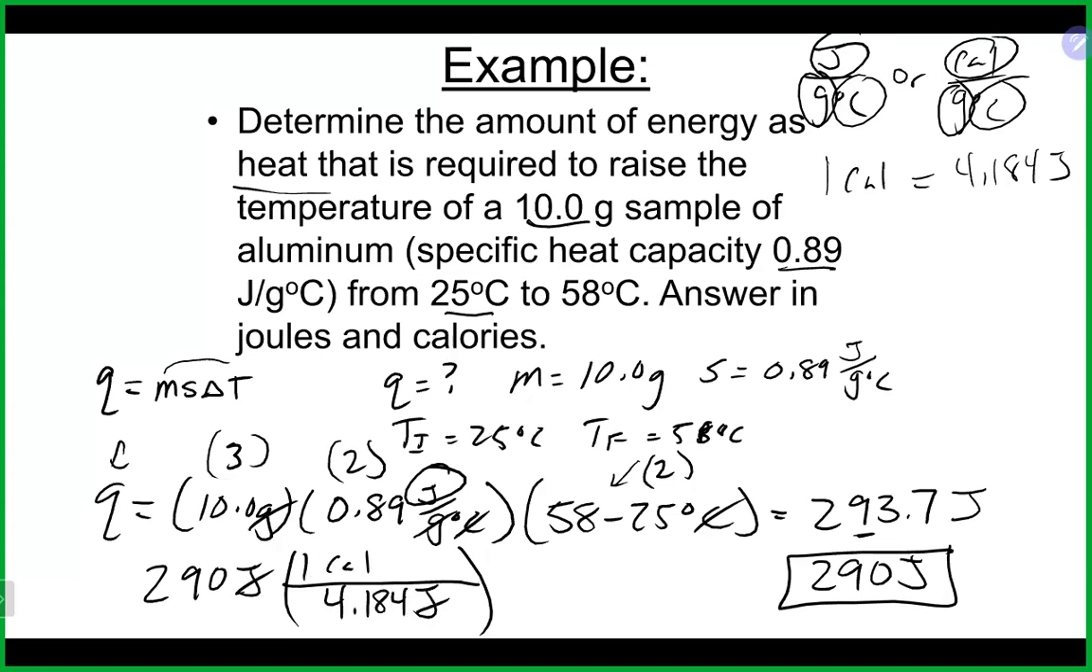The joules will cancel. We'll use the rounded number here, 4.184. It'll be about 69 calories in this particular case. Any questions on up there?